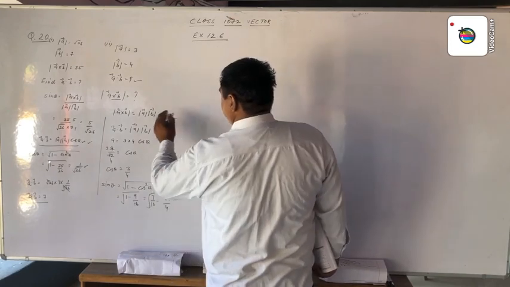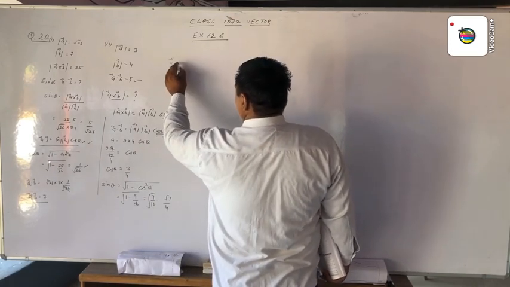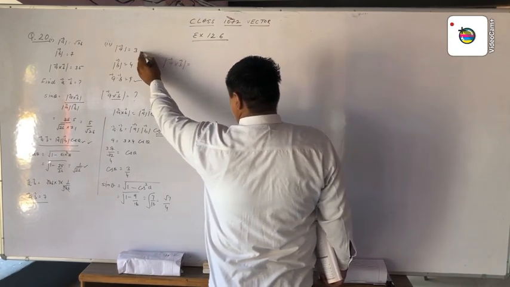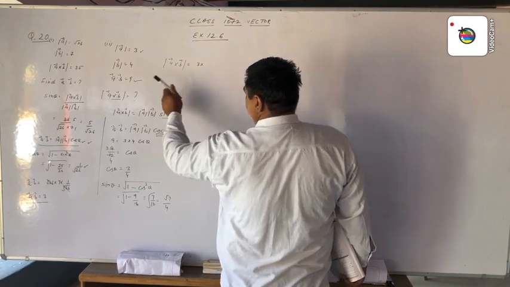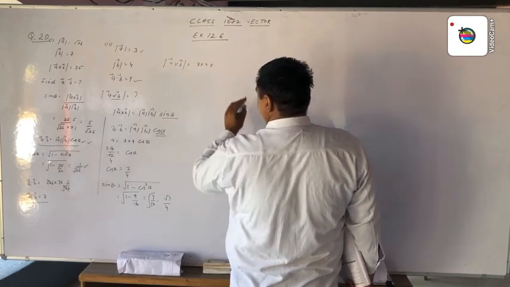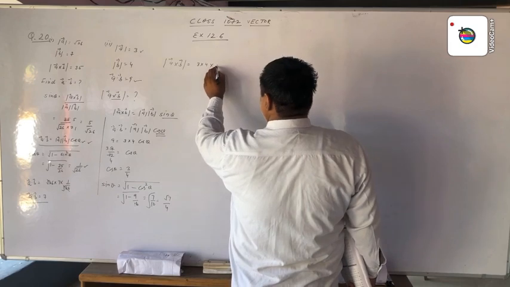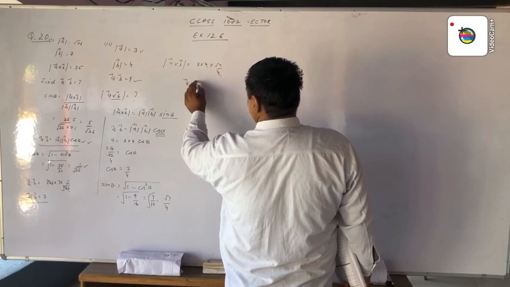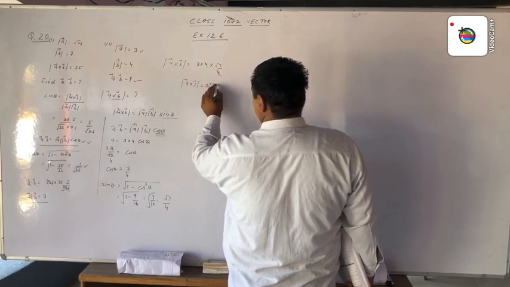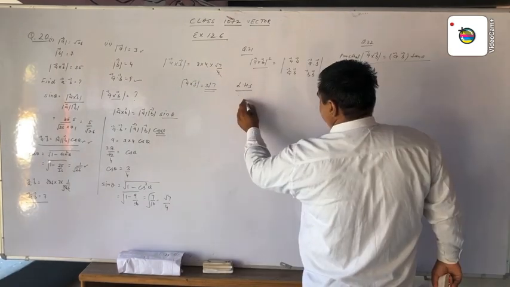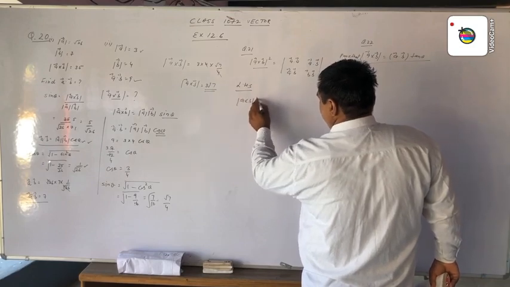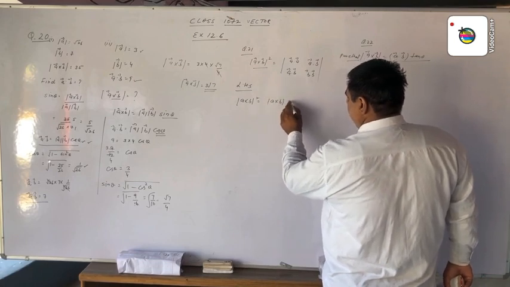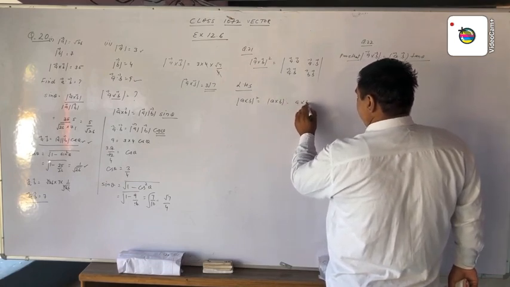Now we put the value of this. The magnitude of vector A cross B is equal to the magnitude of vector A, which is 3, the magnitude of vector B, which is 4, and the value of sin theta, which is root 7 by 4. 4 and 4 cancel, and we get the magnitude of vector A cross B is equal to 3 root 7. Hence the value of the magnitude square of A cross B means A cross B multiplied by A cross B.